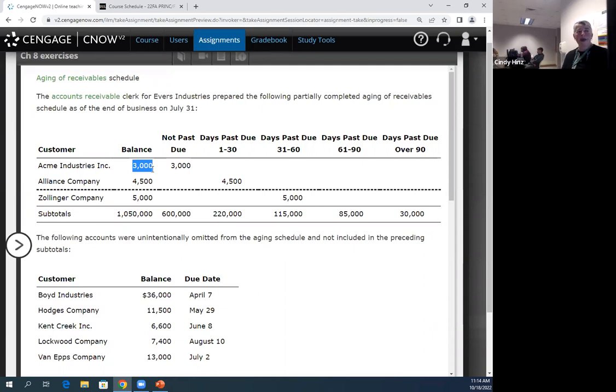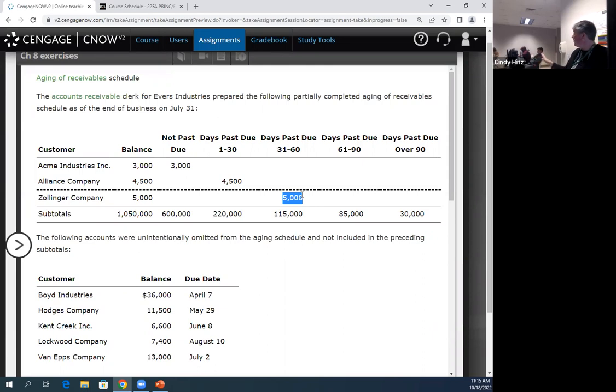So looking at Acme, Acme owes us $3,000, but it's not even due yet. So the likelihood of Acme paying on time is still pretty good, still really high probably. But let's look at Zollinger Company down here at the bottom. They owe us $5,000, but that $5,000 is between 31 and 60 days past due. It's more than a month, but not 2 months past due. So the chances of us collecting from Zollinger, who has allowed their bill to go more than a month past the due date, the chances of collecting from them is much lower than our chance of collecting from Acme.